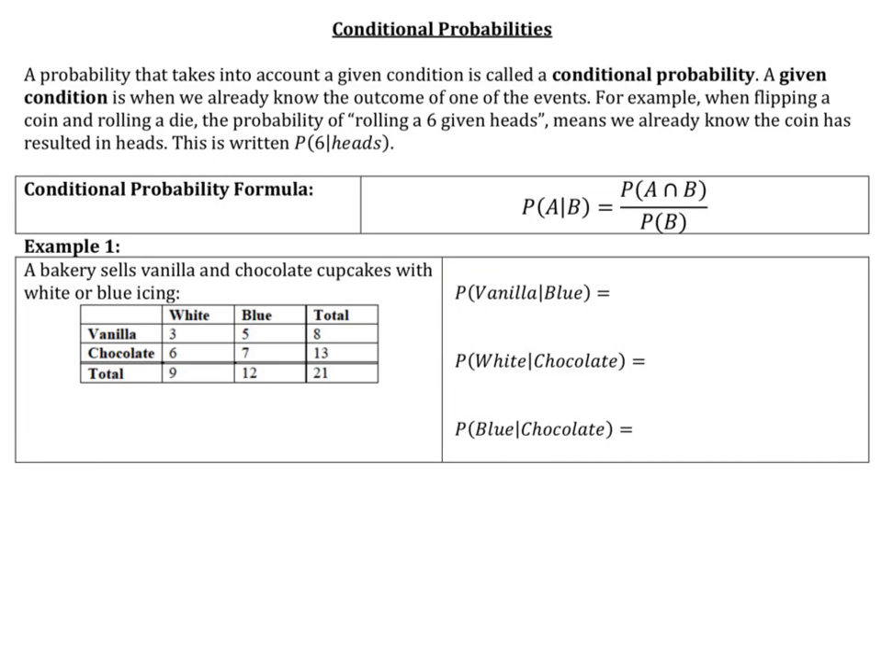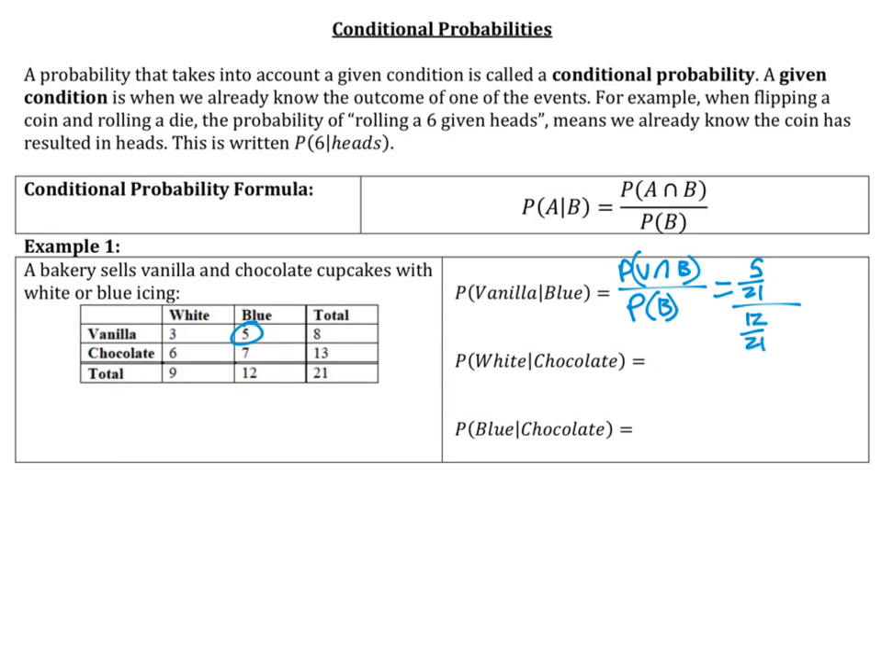Anyway, our first one here: what's the probability of vanilla given it's blue, like it got blue frosting? The way to figure that out, you're going to get the probability of vanilla and blue frosting over the probability that it's just blue frosting. We got vanilla and blue, which is going to be these 5 here. So it's 5 out of the 21 that are vanilla and blue. And then the bottom one, the probability it's got blue frosting. Well, there's 12 total that are blue frosting out of the 21. And so we got 12 out of 21.